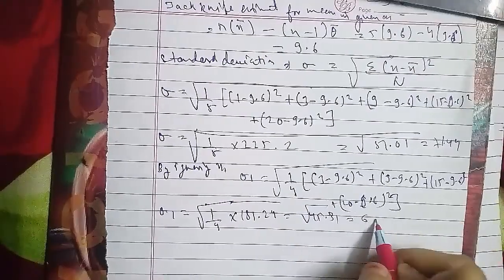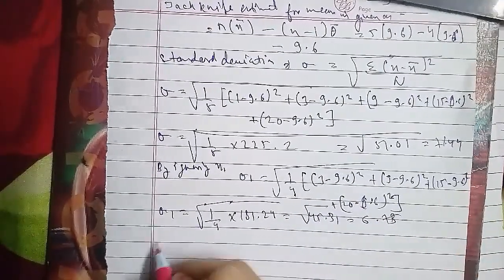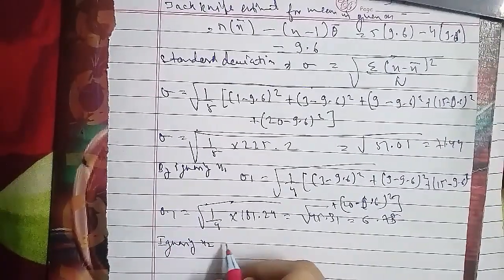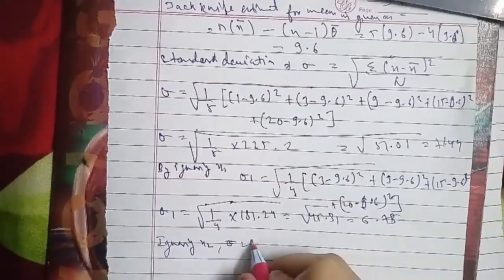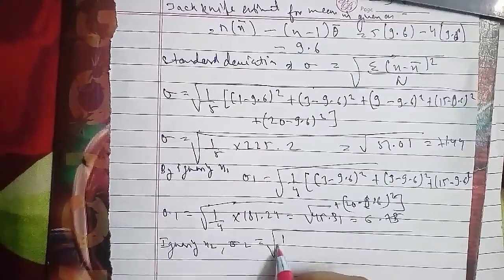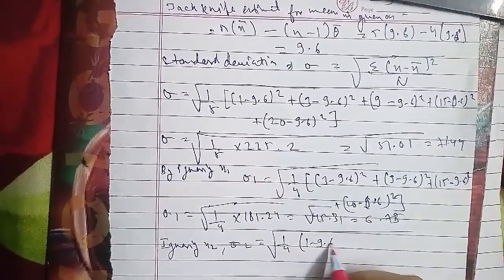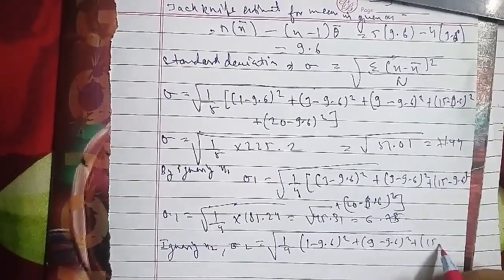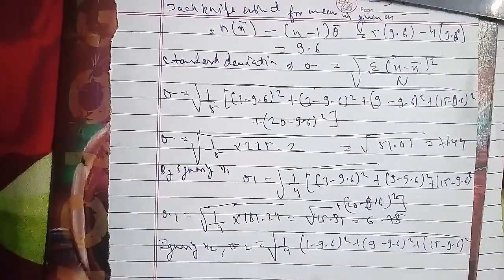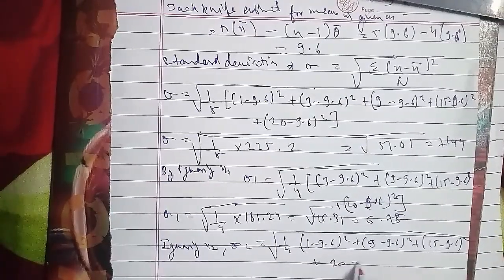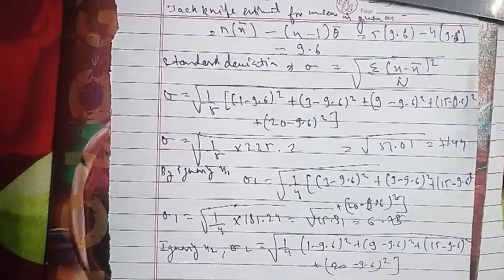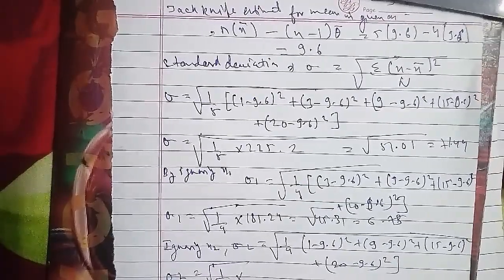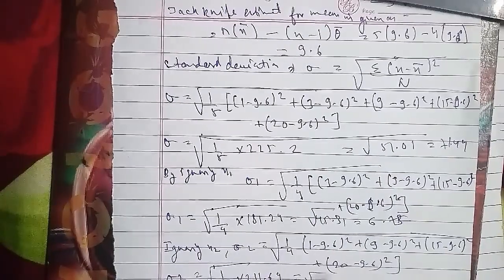Ignoring x3, that is equal to 1 upon 4 into (1 minus 9.6) square plus (3 minus 9.6) square plus (15 minus 9.6) square and plus (20 minus 9.6) square. Sigma 3 equals 1 upon 4 into 254.84, which is equal to under root 63.71, which is equal to 7.98.